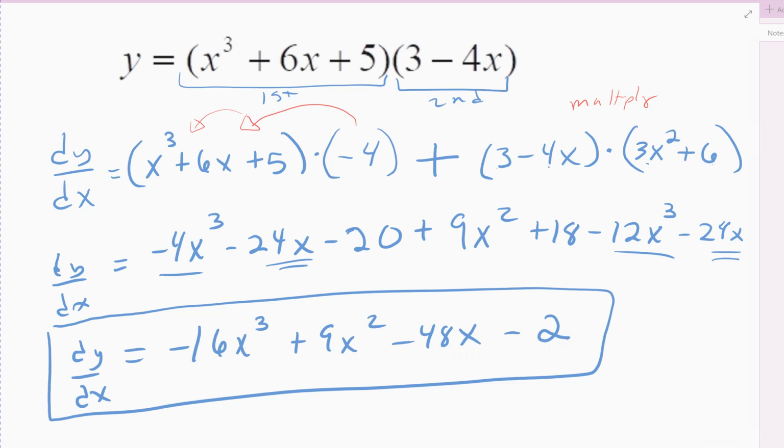All right, so that's the product rule. You just have to practice it. It's one of those rules that you just have to practice and memorize. All right, we'll stop there. We'll pick up the next rule in the next set of notes.